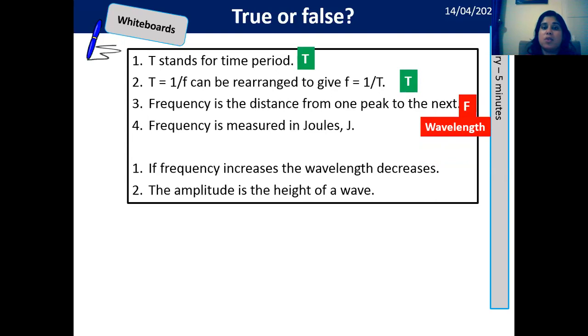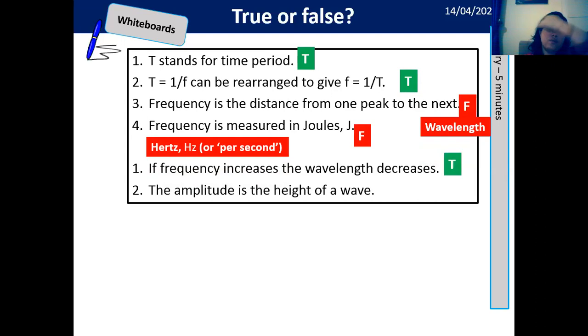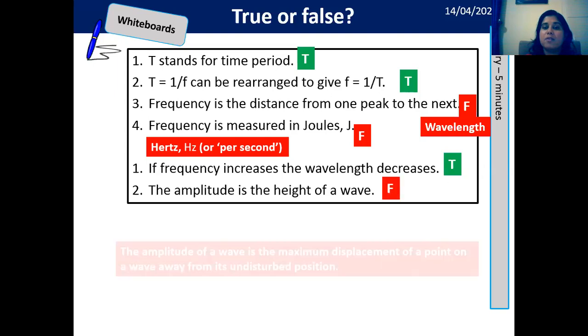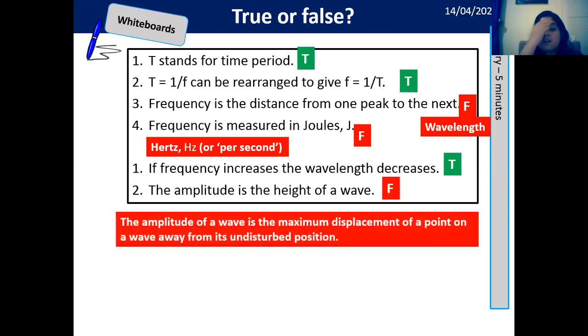Frequency is measured in joules. False, it is measured in hertz. If the frequency is more, the wavelength will decrease. True. The amplitude is also called the height of the wave. False. The amplitude of the wave is the maximum displacement of a point on a wave from its undisturbed position.